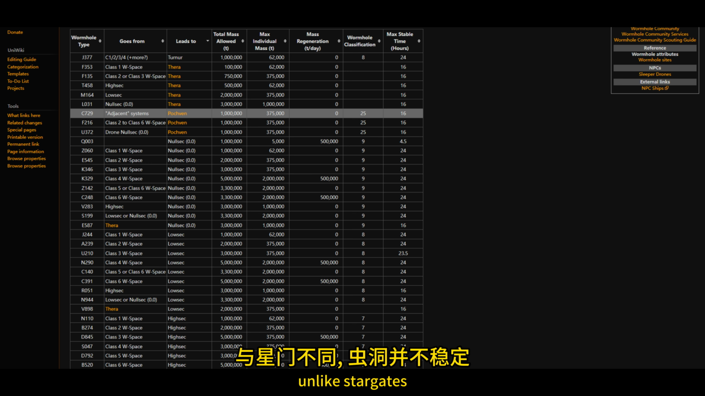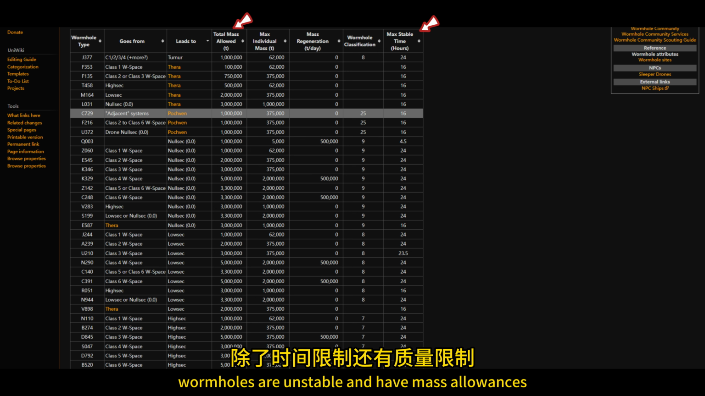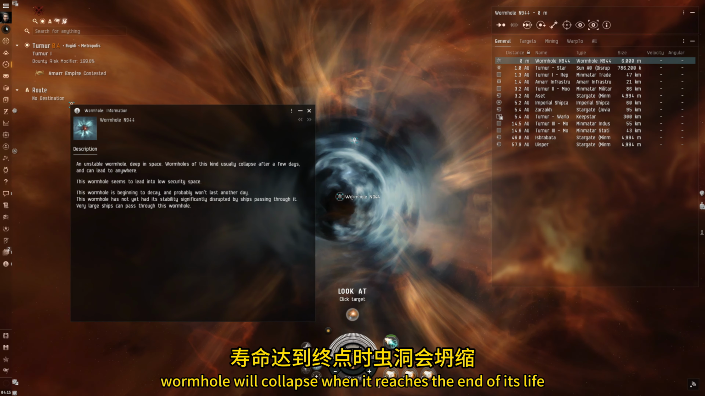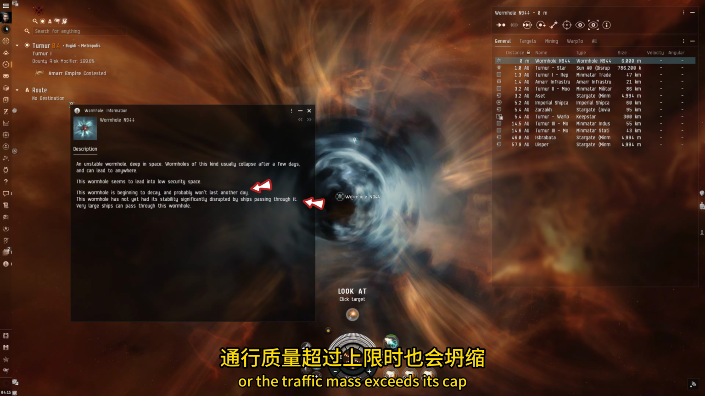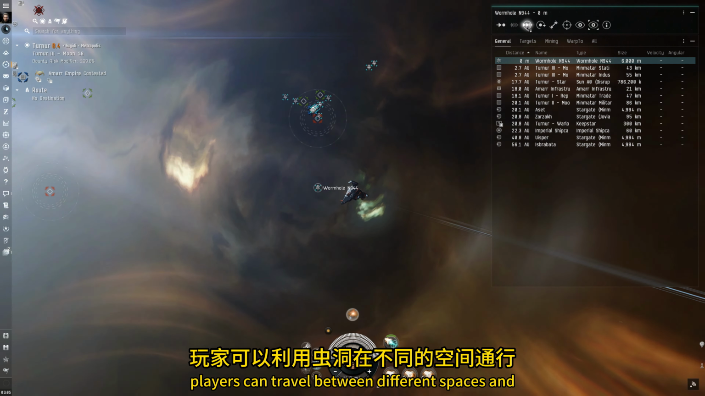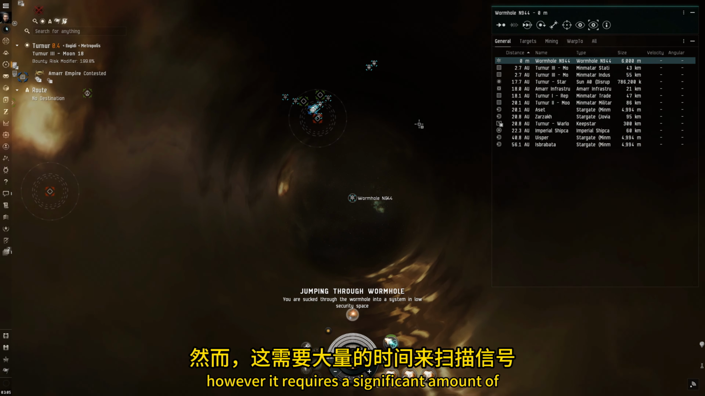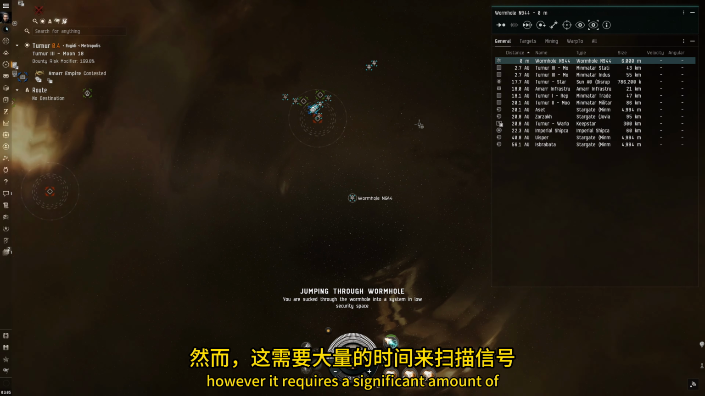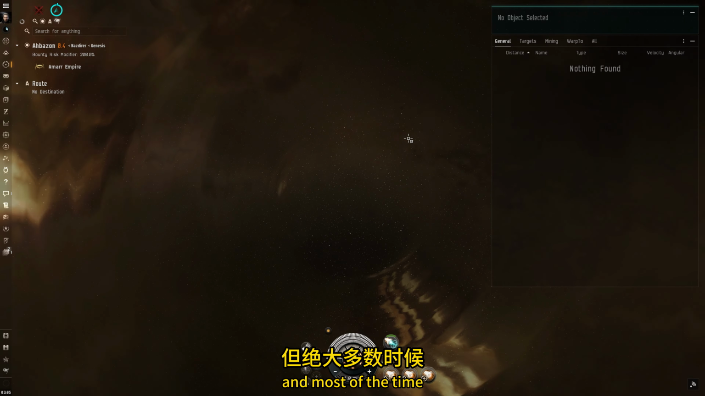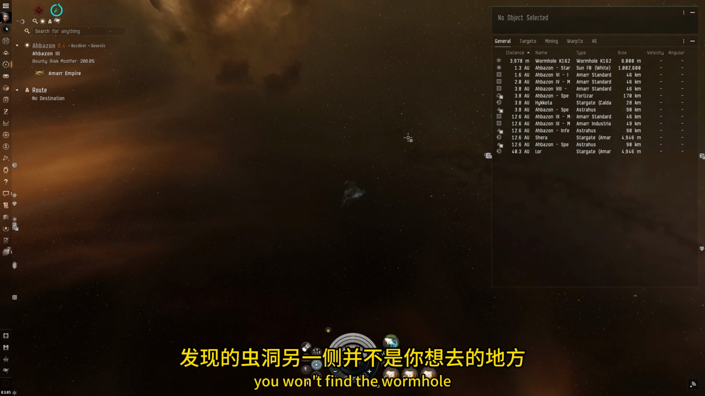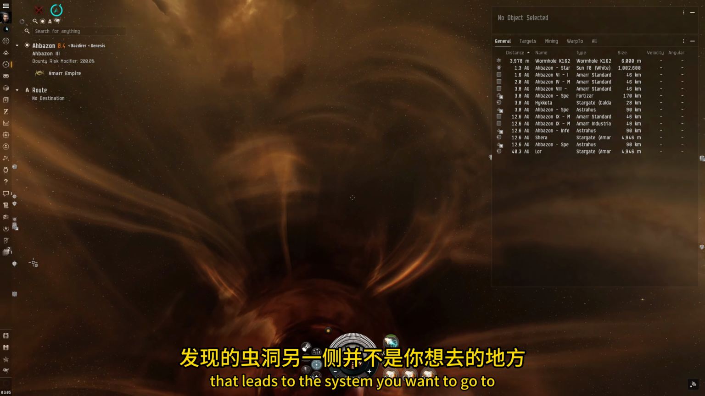Unlike stargates, wormholes are unstable and have mass allowances. A wormhole will collapse when it reaches the end of its life, or if the traffic mass exceeds its cap. Players can travel between different spaces and systems using wormholes. However, it requires a significant amount of energy to scan down signals, and most of the time, you won't find the wormhole that leads to the system you want to go to.